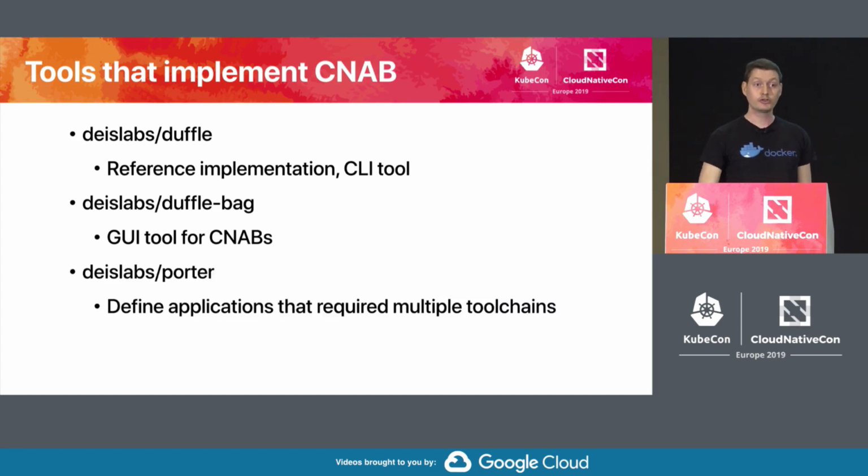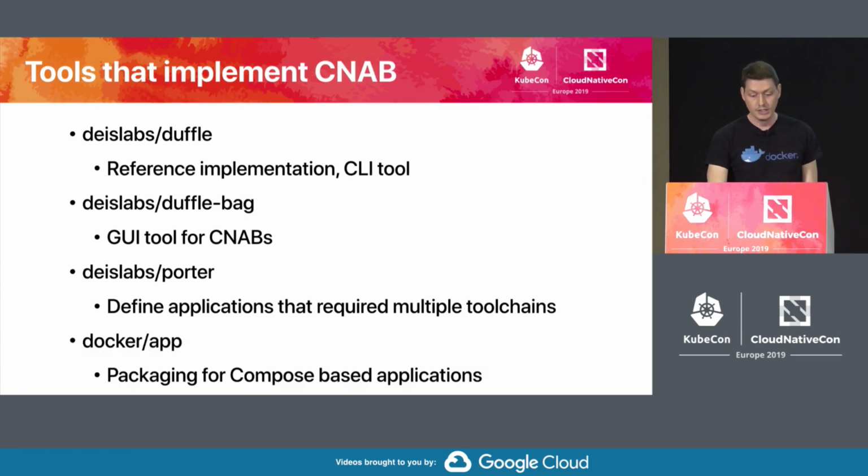We have Porter, which is an opinionated CNAB tool. What Porter allows you to do is build applications that require multiple toolchains using mixins. So for example, you could create something that uses an Azure database, but it deploys a compose file somewhere as well, so that uses that database. And finally, there's what my team is working on, which is Docker app, and that's specifically a packaging system for compose-based applications.